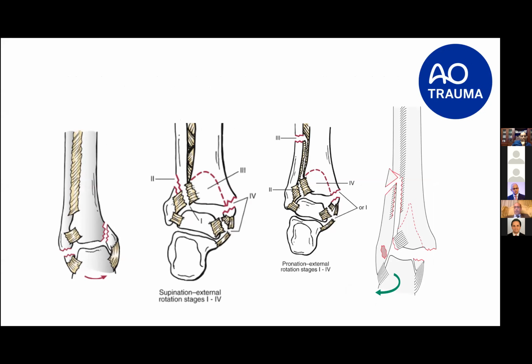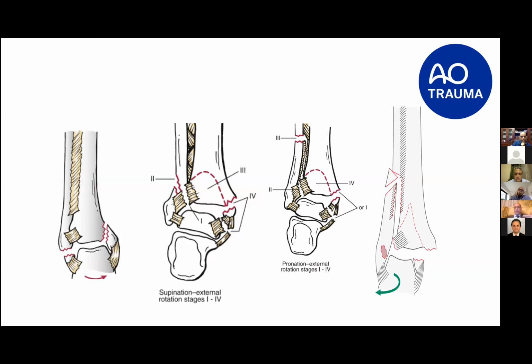So what's the difference between pronation external rotation and pronation abduction? In both types, the fibular fracture is above the syndesmosis. But in pronation external rotation, the fibular fracture is usually oblique or spiral. But in pronation abduction, it's usually comminuted or transverse. So this fracture fits more with a pronation abduction type of Lauge-Hansen classification.